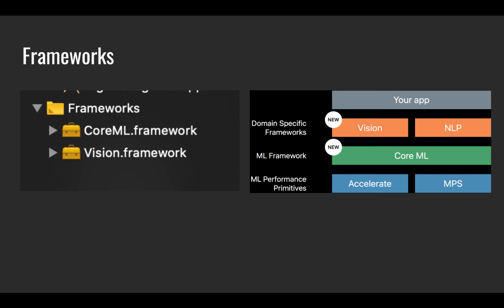Core ML also supports Vision for analyzing images, and the Vision framework performs face detection and face landmark detection, text detection, and image recognition. Vision also allows the use of custom Core ML models for tasks like classification or object detection.